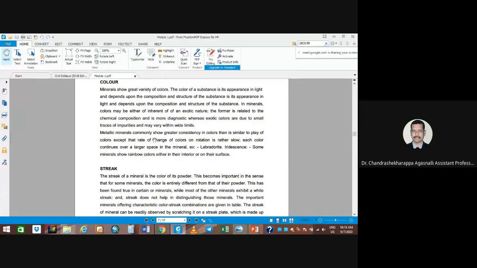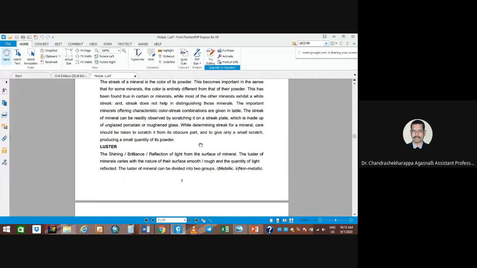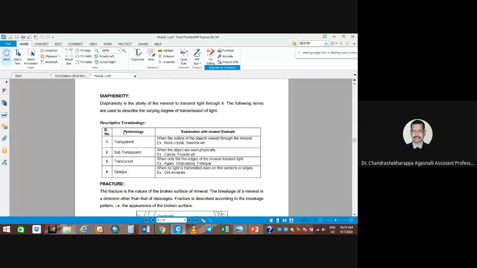Okay, streak, I told you, is the color of the mineral's powder. Luster is vitreous, the shining of the mineral. And I told you about transparent, subtransparent, translucent, and opaque. Transparent is 100% transmitting; subtransparent is partially transmitting the light. Translucent and opaque minerals block the light completely.